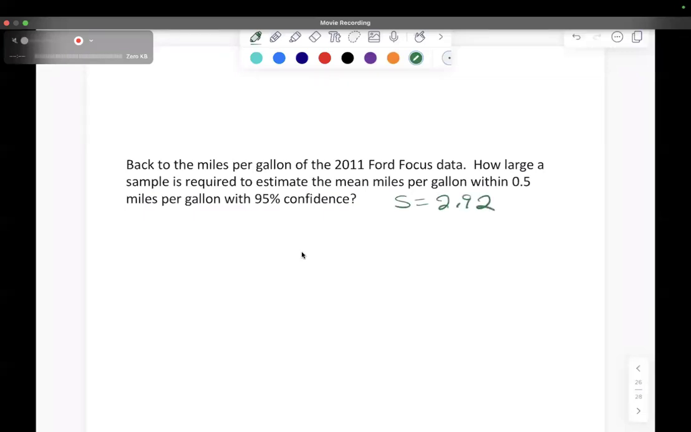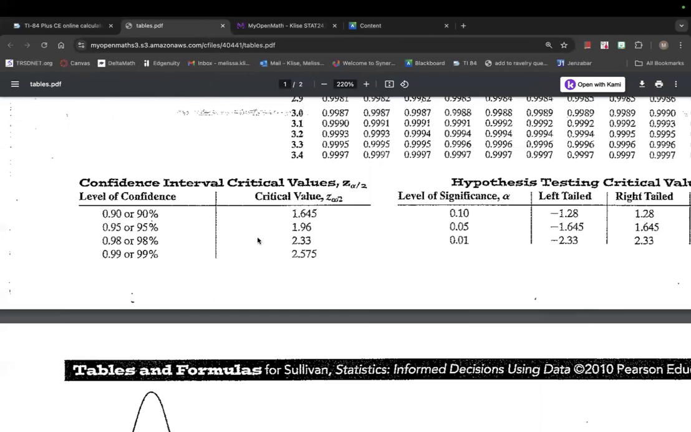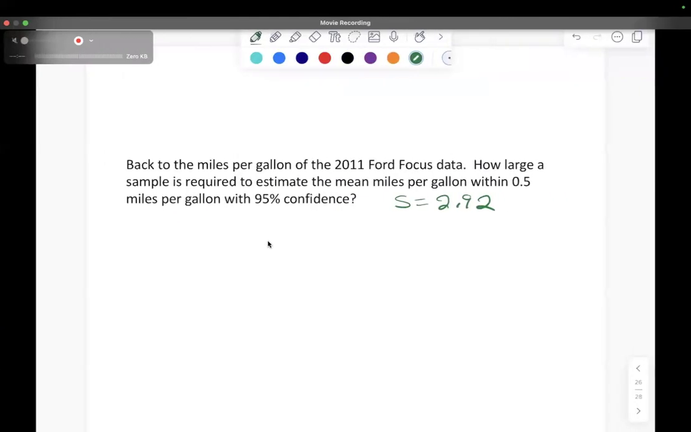Okay, I would like you to calculate this. I'll get the z-score for you also. So 95% is 1.96. Calculate the sample size that you need to estimate the mean within 0.5 miles per gallon with a 95% confidence. So go ahead and math that out. I will work quietly behind you.